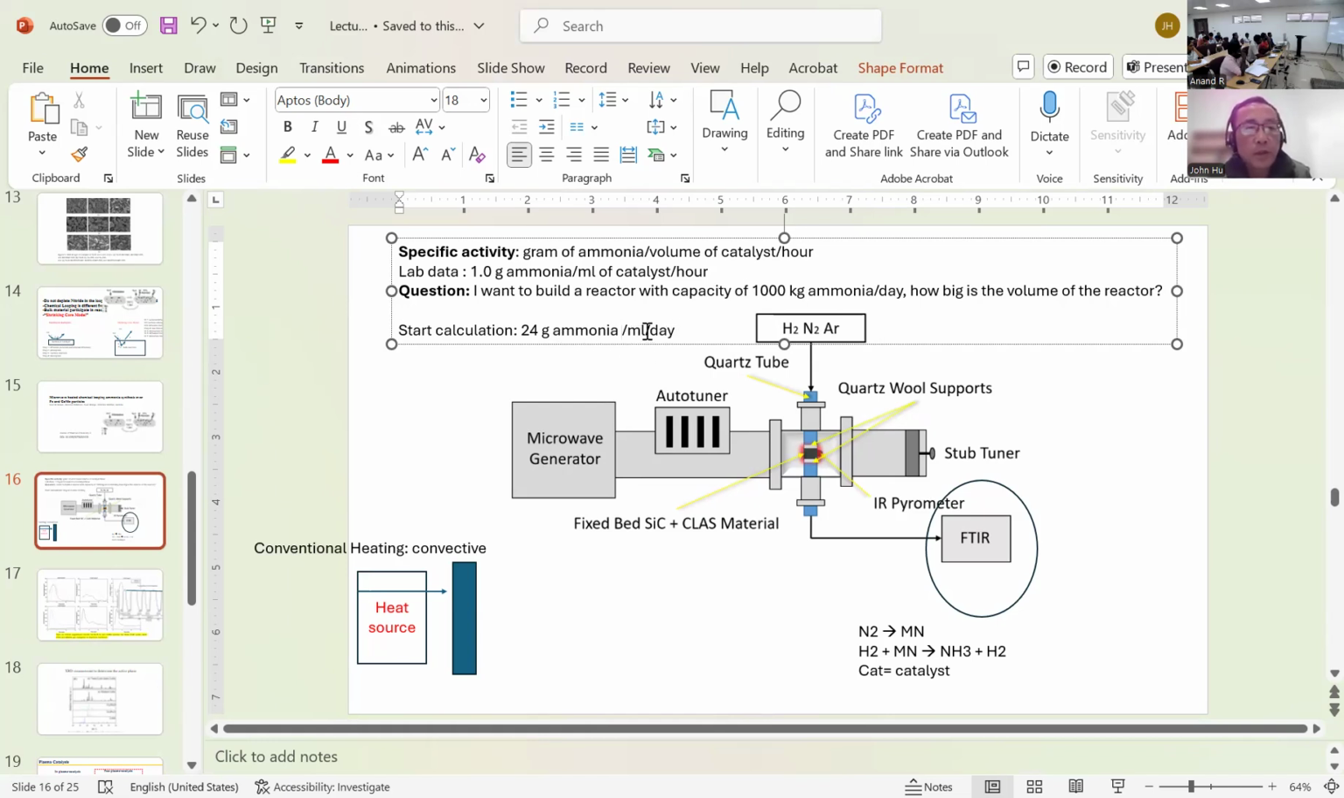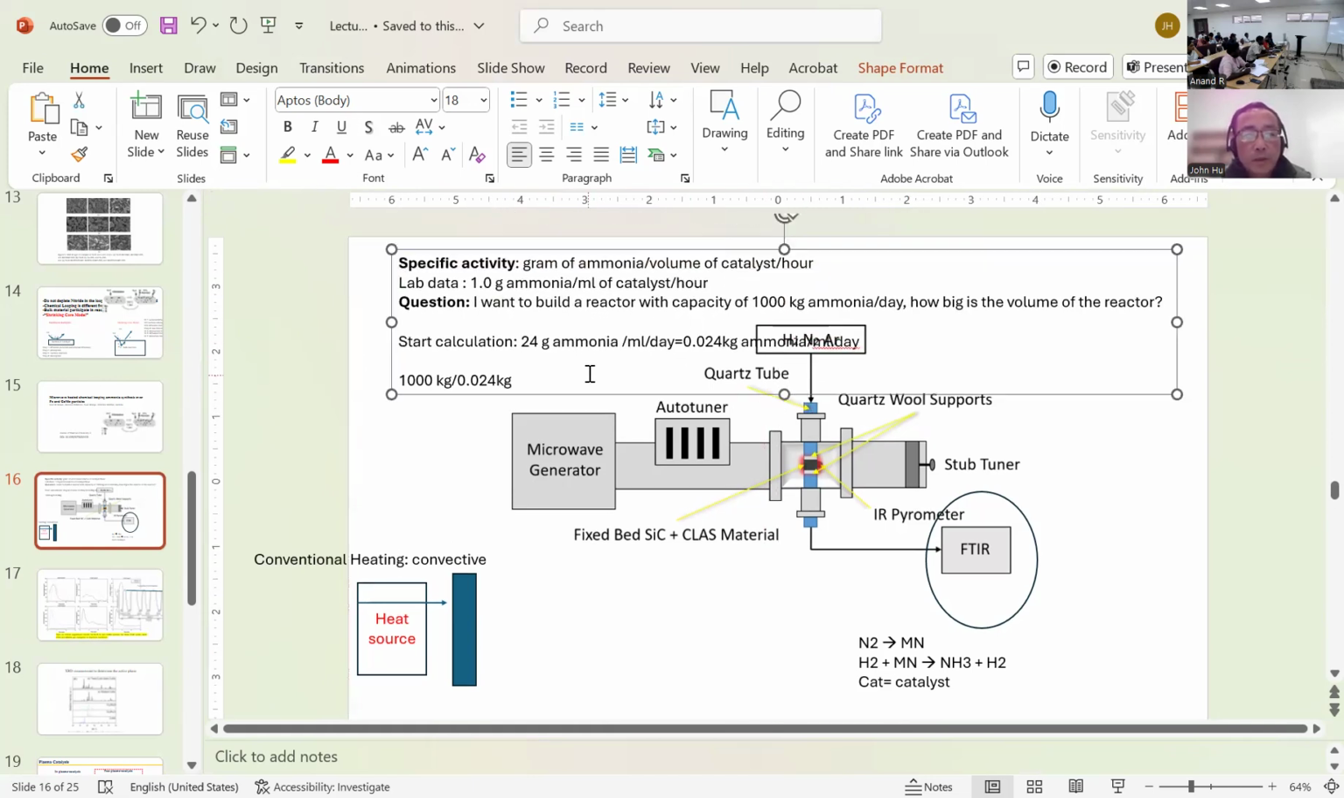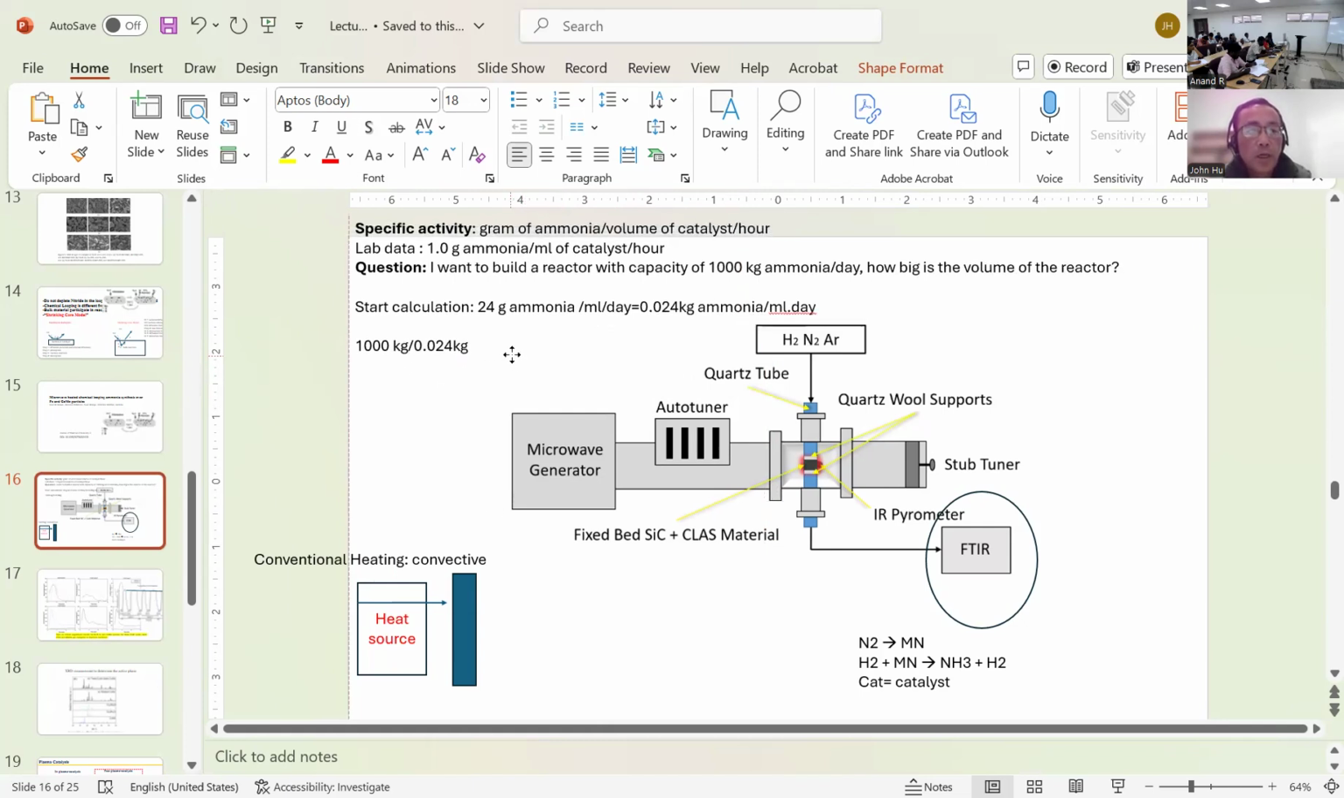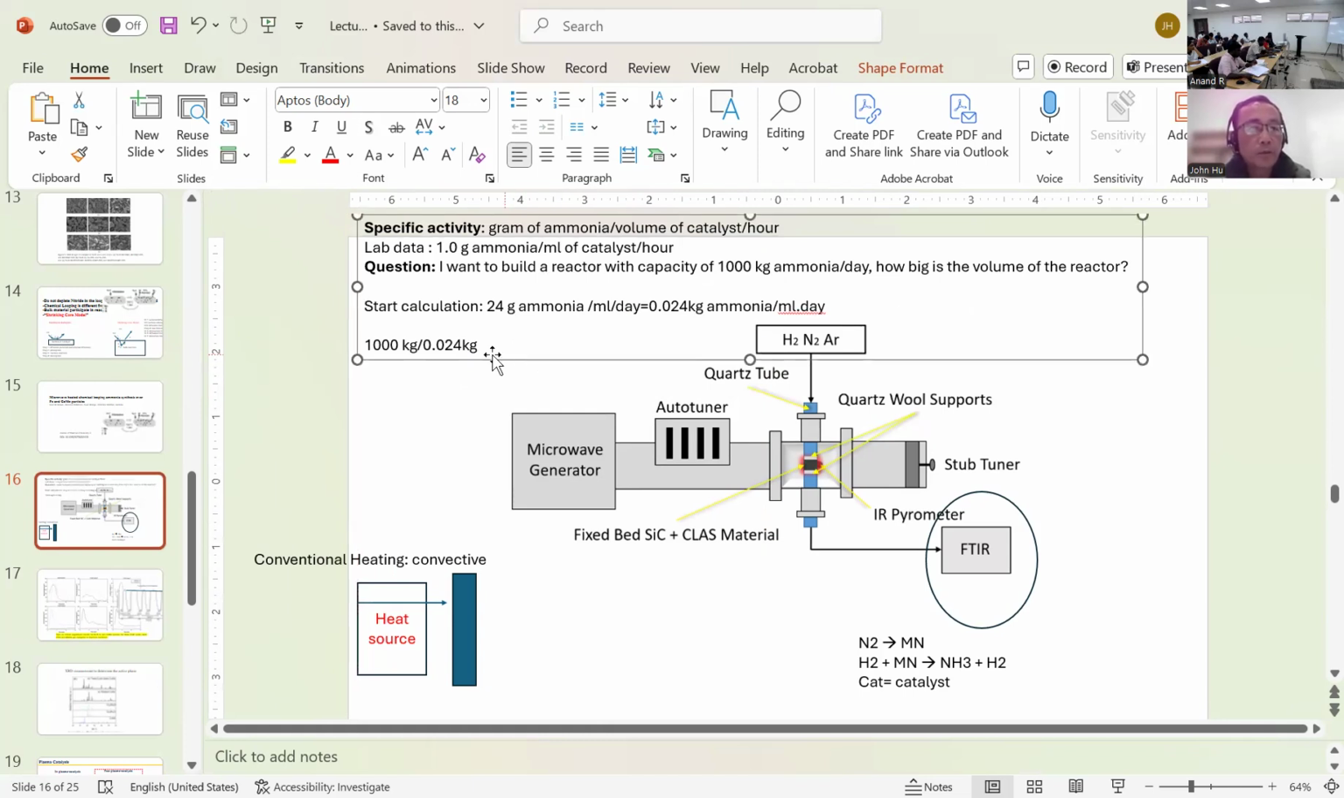So that means if you want to produce 1,000 kg, this is going to be 1,000 kg divided by 0.024 kg, all right? You follow me? So the answer will be 1,000 divided by 0.024. That gives you the volume in ml. Make sense?